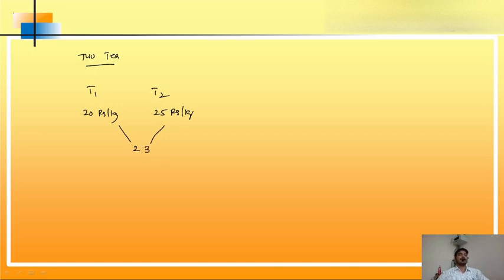Now we need to find the ratio. The shopkeeper had two varieties of tea, and he mixed these two and formed a third variety, which has a different price. Type 1 is 20 rupees and type 2 is 25 rupees. Now let us assume that he sold the type 3 for 23 rupees.